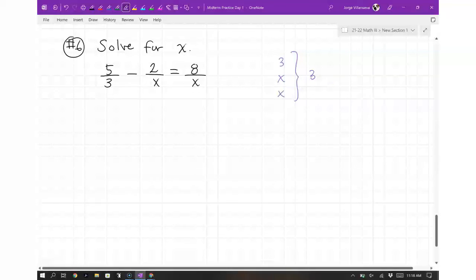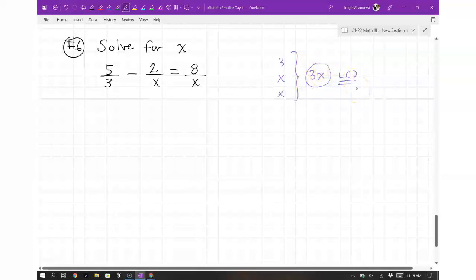I see a letter x, and I don't know if you guys recall when I taught this to you about a month and a half ago. I said take the letters or the expressions and take them to their highest power. Well, the two x's only have x to the first, so I'm just going to write x to the first. Okay, so that's my LCD right there. This is my least common denominator.